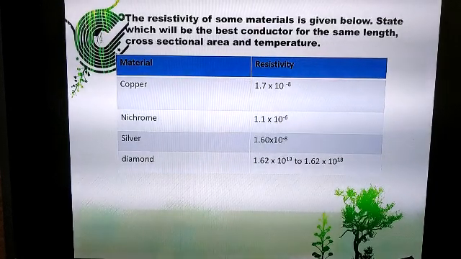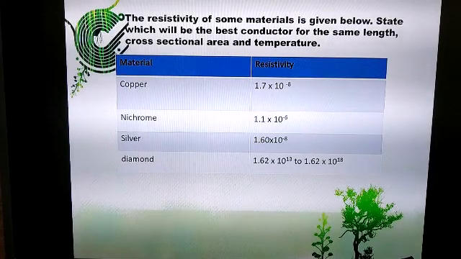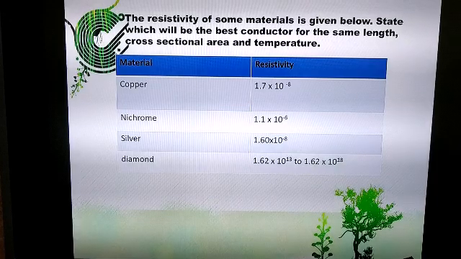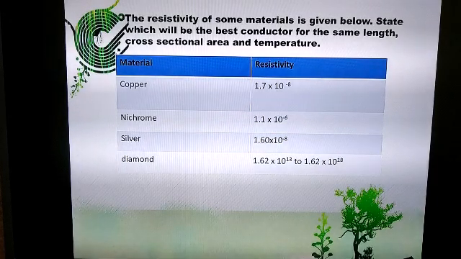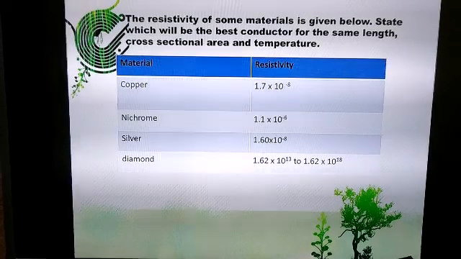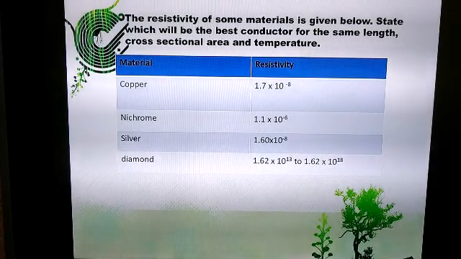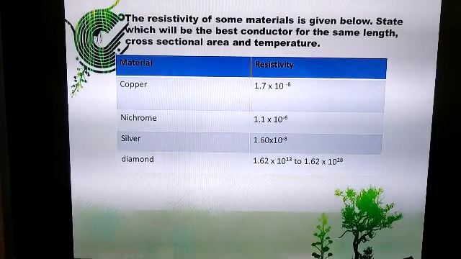And if you are asked which is the bad conductor of electricity, here you will find diamond has the highest resistivity in the range 1.62 into 10 raised to 13 to 1.62 into 10 raised to 18 ohm meter. That means diamond is the bad conductor of electricity out of these four materials which are given to us.